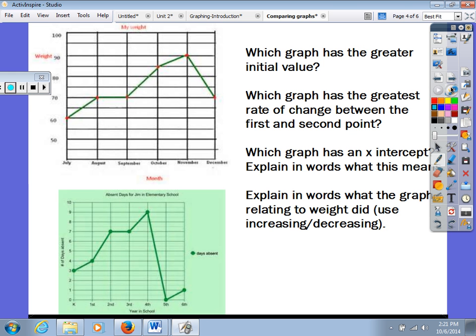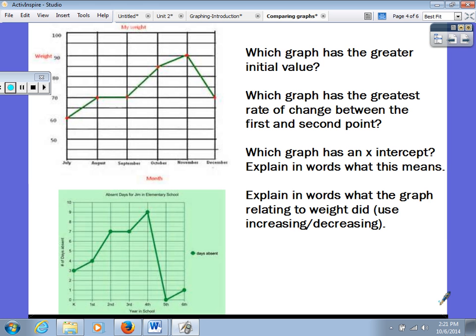Okay, and we're going to learn more about that in January. You do not need to copy anything down. In fact, we're just going to talk about this one together. So, let's look at the first question. Which graph has the greater initial value? I'm going to call this f of x, and I'm going to call this g of x.